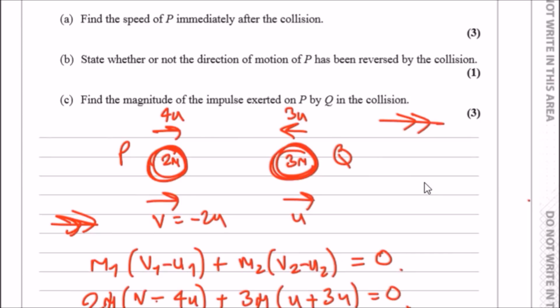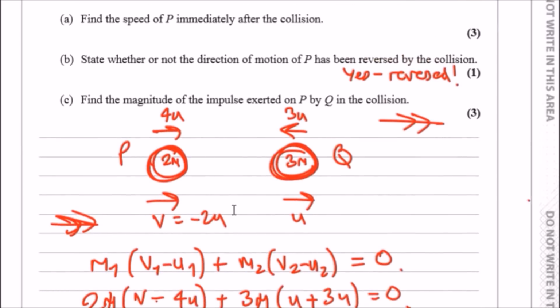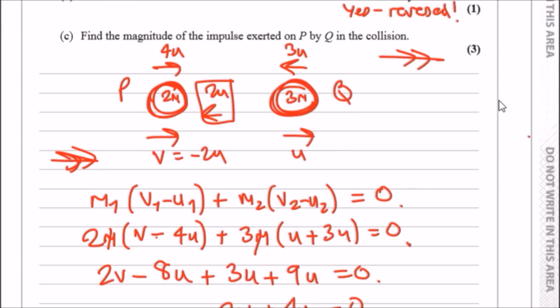So for part B, state whether or not direction of motion has been reversed. Yes, it's been reversed. If it's positive, it goes in the same direction. If it's negative, it flips. So the arrow should really be pointing left with a speed of 2u, or right with a speed of negative 2u. Now finally, an easy part.